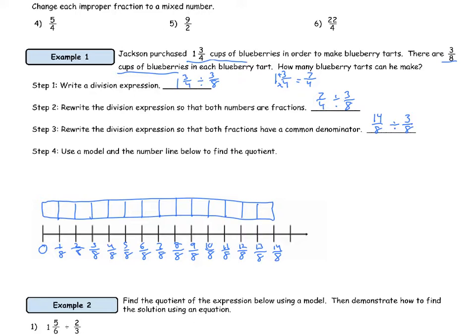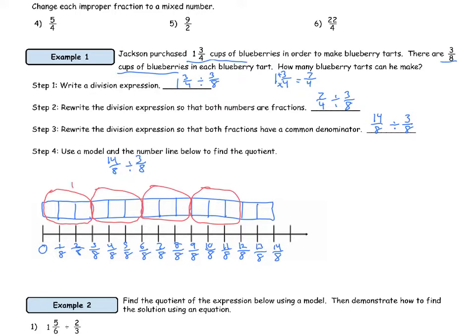Now remember what we're doing here. We're taking 14/8 and dividing it by 3/8, or in other words, we're trying to figure out how many 3/8 are in 14/8. So what we can do now is circle groups of 3. Since each one of these is 1/8, if we circle 3 of them, that represents a group of 3/8. You'll notice I have 2 sticking out at the end, but that's not a full group of 3, so I cannot circle it.